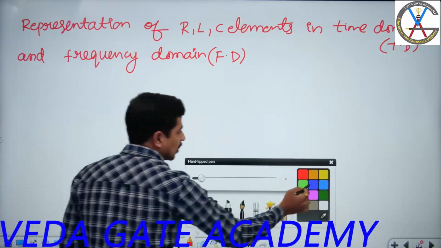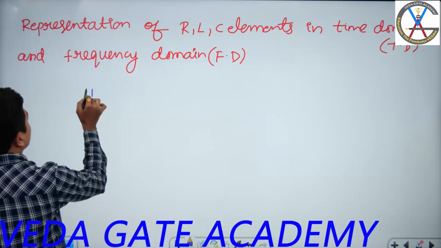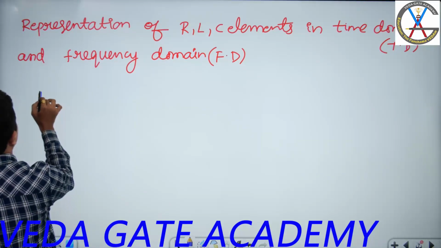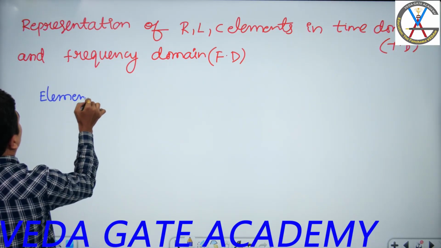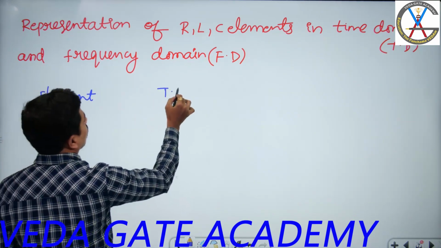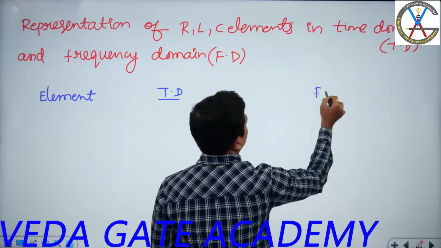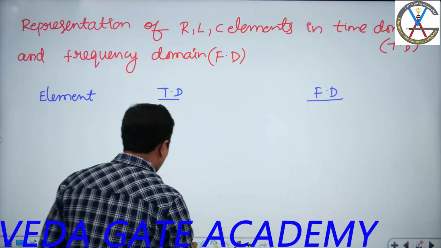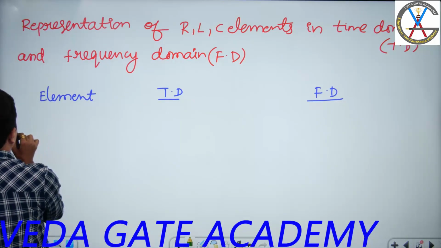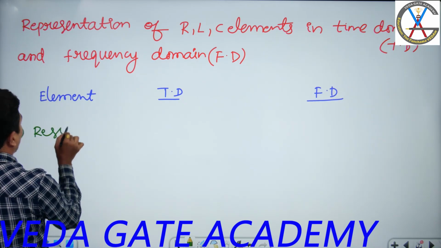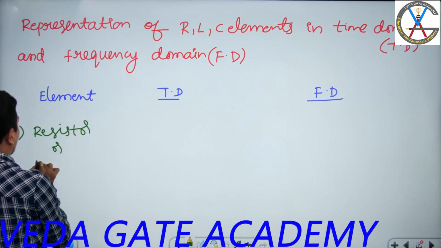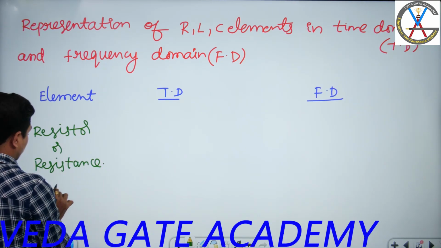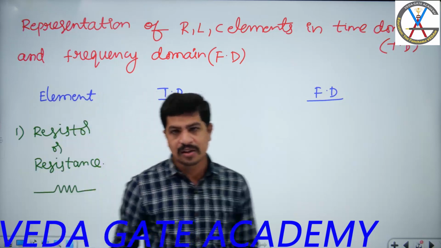Let us take the first one, a resistor or resistance. Here we'll be taking the element. Here is time domain, and here it is frequency domain. This representation is very important. Here I'm taking the first element as resistor or resistance. How it is represented with this symbol, you know very well.